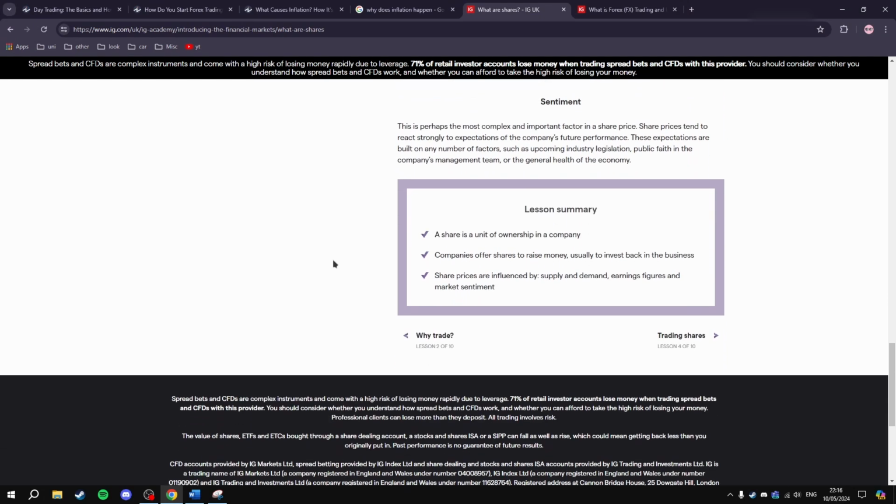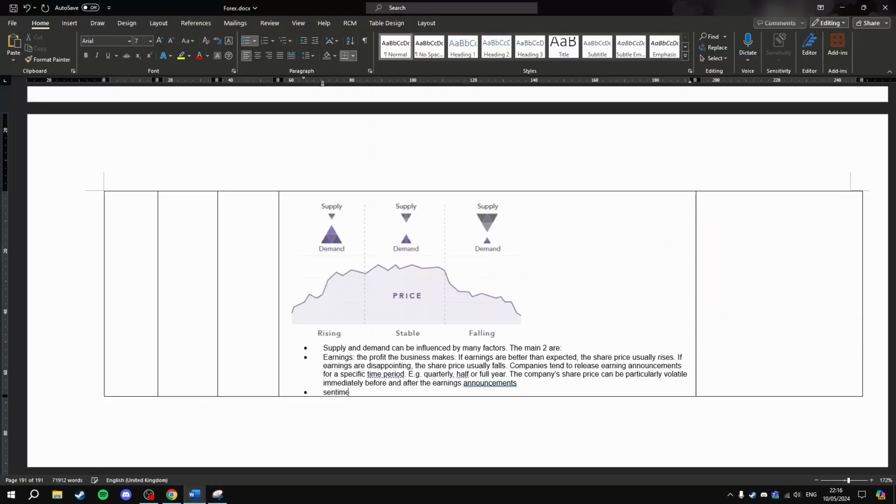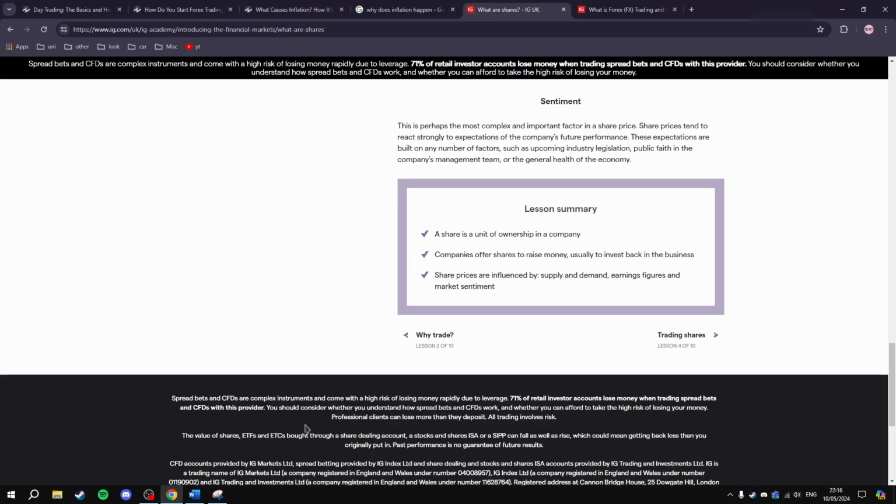Okay, sentiment. This is perhaps the most complex and important factor in a share price. Share prices tend to react strongly to expectations of the company's future performance. These expectations are built on any number of factors such as the upcoming industry legislation, public faith in the company's management team, or the general health of the economy.